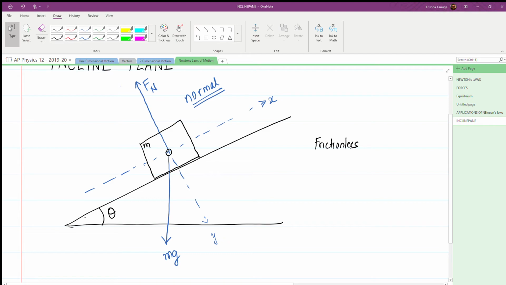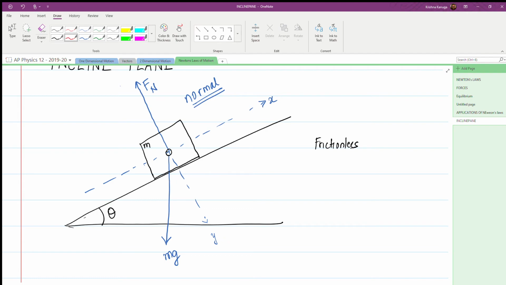So remember that. The best axis to choose is always one parallel with the acceleration and another one perpendicular to the acceleration. Make a note of that. Okay, now once we have this, we ask the question, which force is not pointing in the direction of our x or of our y? Clearly Fn is pointing along the y direction, so we just leave it alone. Mg, on the other hand, is not pointing along the y direction. Mg is acting in between the x and the y axis. So what we need to do at this point is break mg into components.